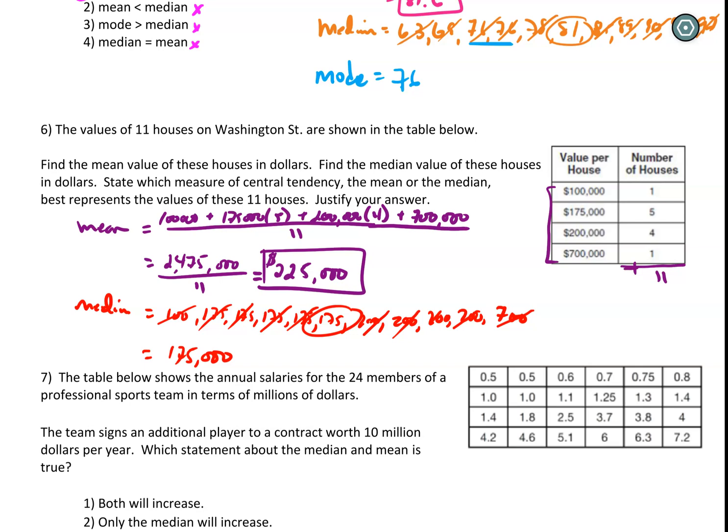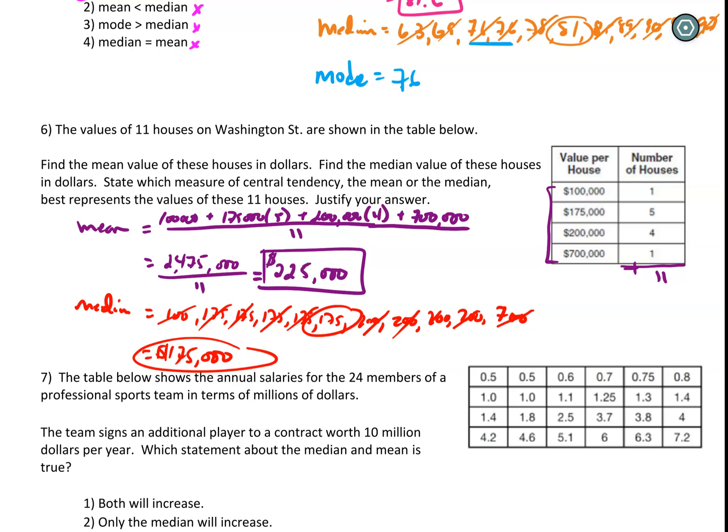So you can see here, the question says which one represents the best information based on the data. Is the 225,000, which kind of justifies all the values, all 11 houses, or is 175,000 a better representation? And in this example, the 175,000, the median, is actually a better choice here because it's closer to the actual values that are going on.